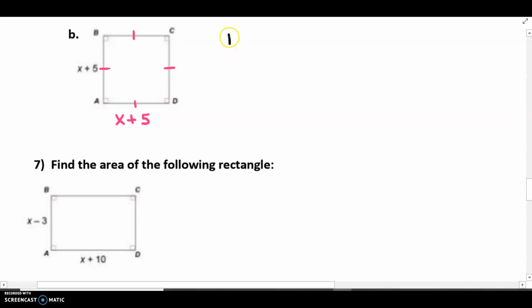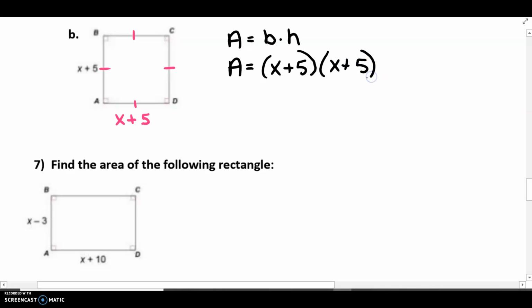And then if I'm doing area, I know I need base times height, which means I have x plus 5 times x plus 5. And when I see an expression multiplied by an expression, or more specifically, we call this a binomial multiplied by a binomial, I have to remember that in order to do that, we need to FOIL. So I do x times x, that's the first pieces, plus x times 5 to get me 5x. Those are the outer pieces.